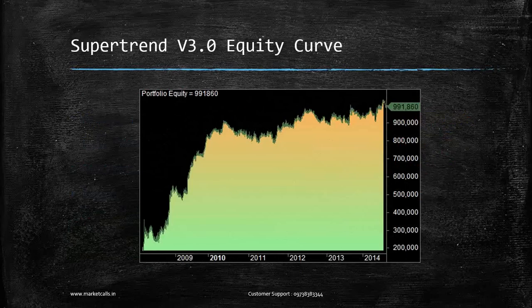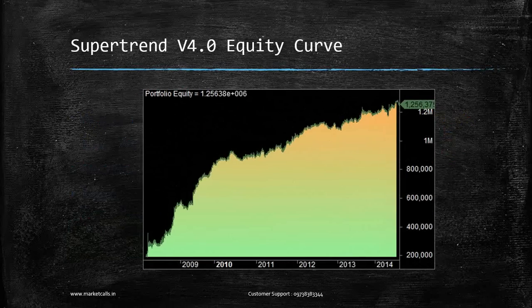One is regime switching models. So probably I'll be talking at the Traders Carnival conference about how to implement regime switching models so that they can adapt to any kind of trading environment. And the other one is Supertrend version 4.0. Both the equity curves are generated on a 5-minute time frame for Nifty futures.